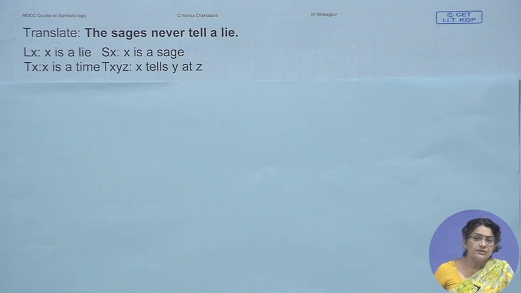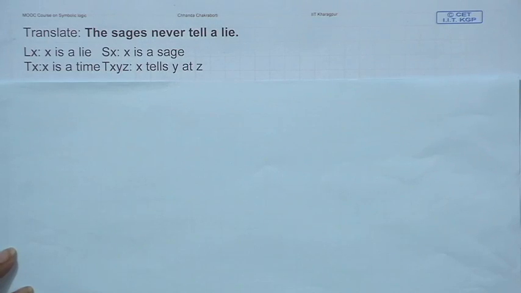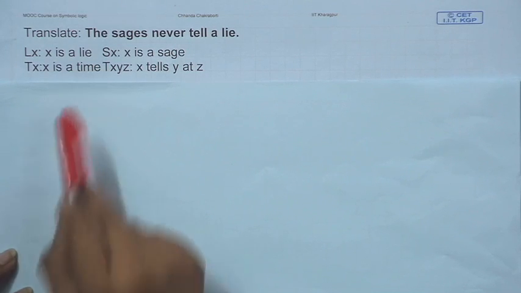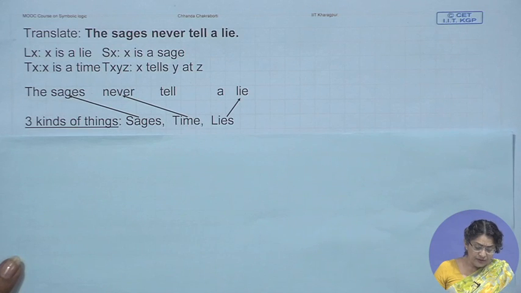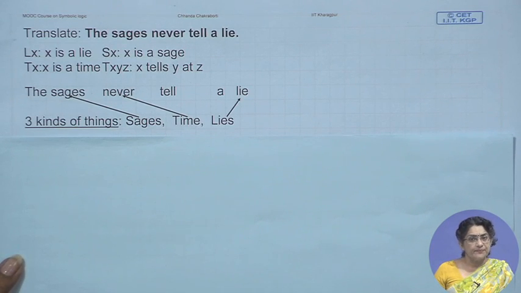How many kinds of things are we talking about? We have the sages, we have the lies, right? And in this "never," we are referring to what? To time. You see? So that should tell you that we have three kinds of things. Three kinds of things mean we are going to need at least three kinds of quantifiers. How many of these things, right?